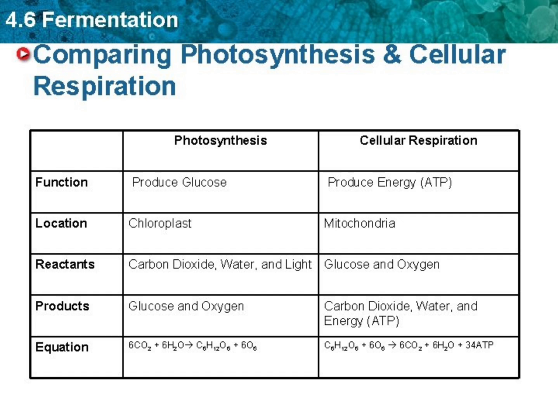Photosynthesis produces glucose, whilst respiration produces energy in the form of ATP. Photosynthesis occurs in the chloroplast, whilst respiration occurs in the mitochondria. Photosynthesis uses carbon dioxide, water, and light. Respiration uses glucose and oxygen. So the products of photosynthesis are glucose and oxygen, whilst respiration produces carbon dioxide, water, and energy.